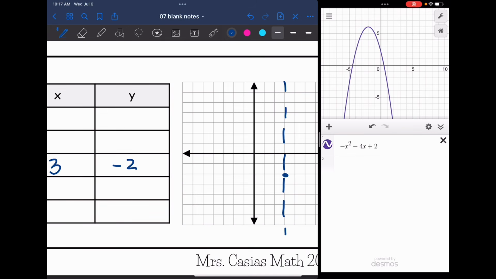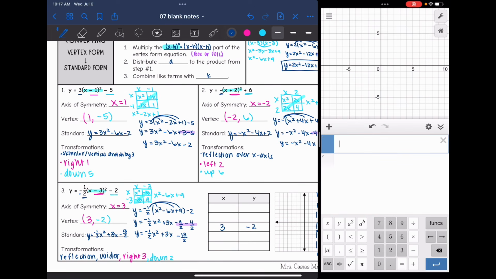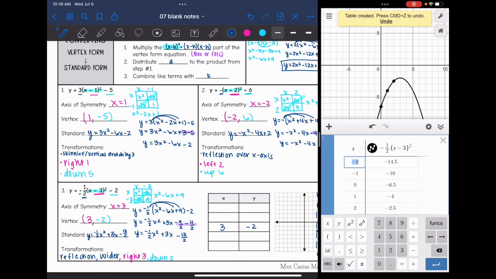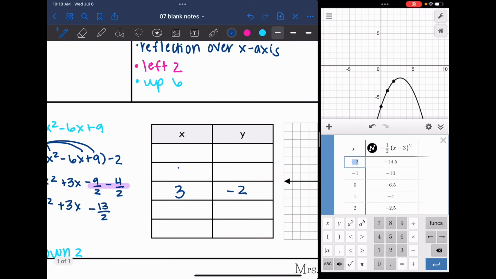Okay, now I'm going to put the vertex form into the calculator, and I can get some other points for my table. So negative 1/2 parentheses x minus 3 squared minus 2. Okay, so there's the vertex at 3, negative 2. I did that correctly. And I want 3, negative 2 to be in the middle of my table. So that means I'm going to have 2 and 1 for x values right below it, and 4 and 5 above it. So I'm going to go ahead and change my table to match that so that the vertex is right in the middle.